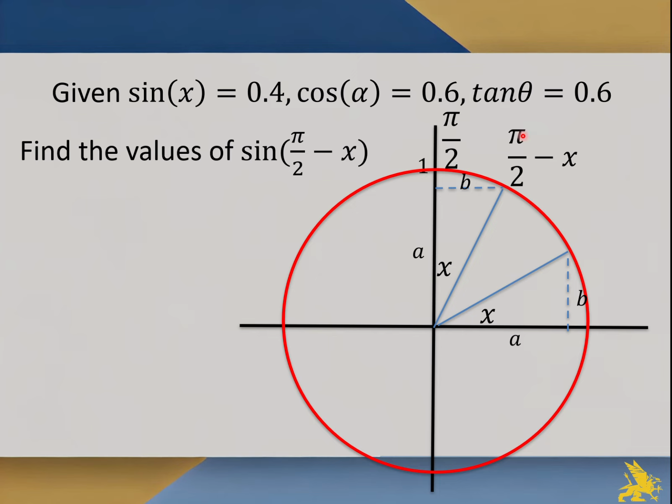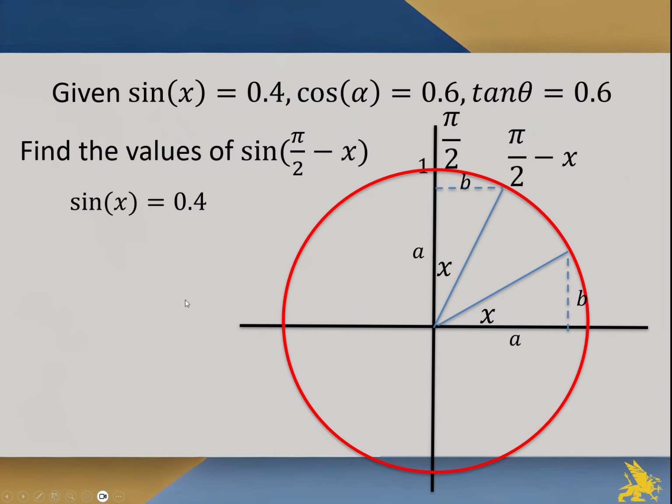If I'm wanting to find the value of sine of pi over 2 minus x, again, I go pi over 2 minus x. I'm dealing with this point right here. That means I can use my understanding that it is in quadrant 1. In quadrant 1, sine is positive. First we are dealing with x, so we know sine x is equal to 0.4.